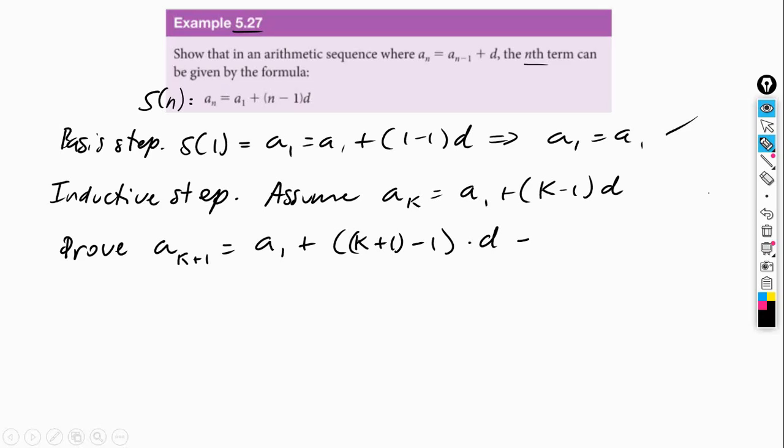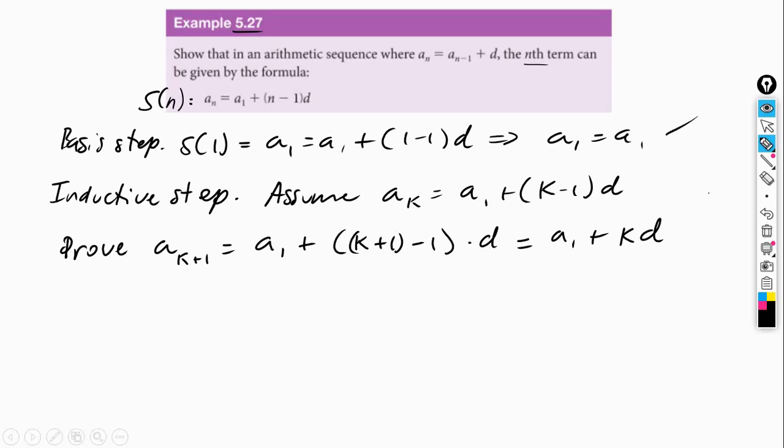Notice that this is the same as saying first term plus k times the common difference. So this is what we have to prove. Now, we're going to proceed a little bit differently. We're going to use this fact over here.